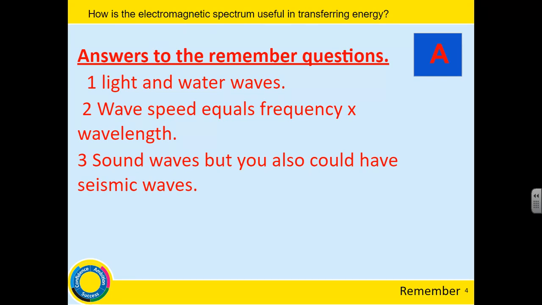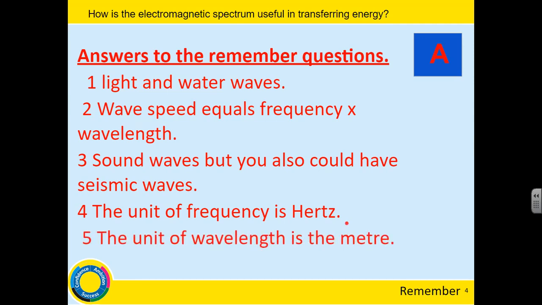Both types are longitudinal waves, but the one that we are going to focus on in this set of lessons is sound waves only. Number 4, the unit of frequency is the hertz, and you may see this written in shorthand of a capital H followed by a small z. Number 5, the unit of wavelength is the meter.